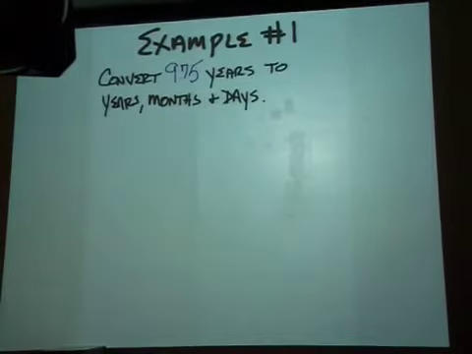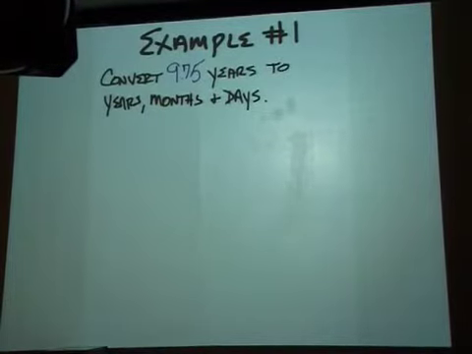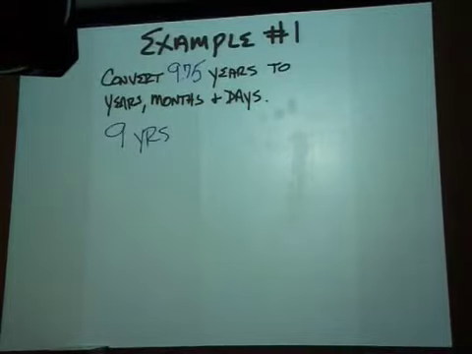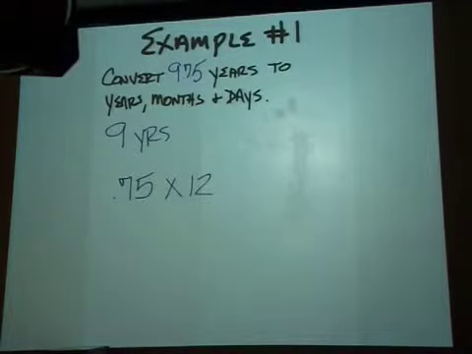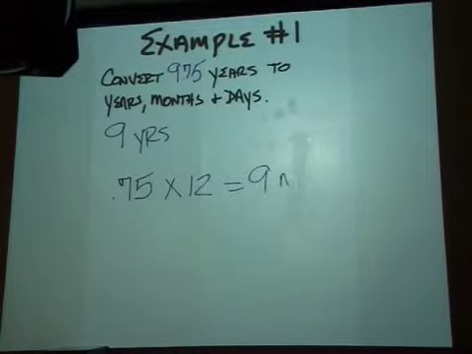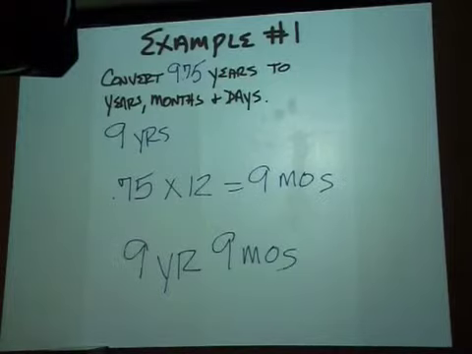We are converting 9.75 years to years, months, and days. First of all, the easy one is 9 years. And then we have 0.75 of a year. So what you do with that is 0.75 times 12. 0.75 times 12 will give us 9 months. We don't have any days left over, so the final answer is 9 years and 9 months.